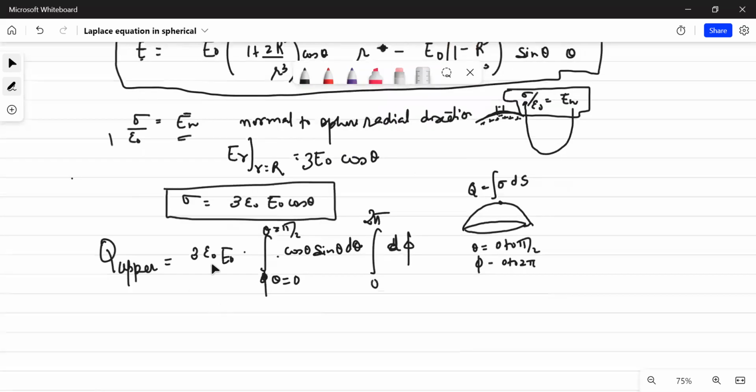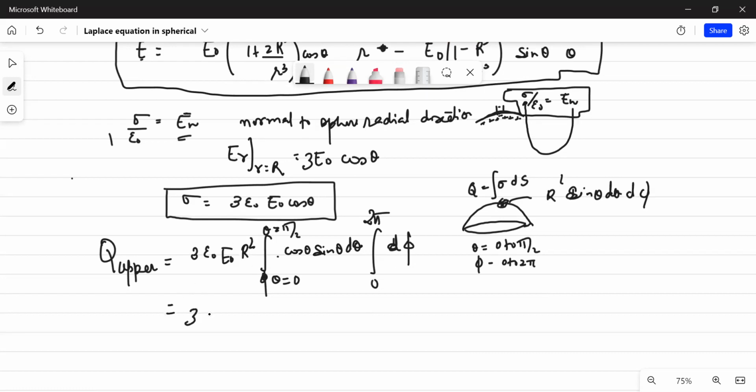And we were trying to find the charge on the upper hemisphere and the charge on the lower hemisphere. So what would be the charge on the upper hemisphere? It will be sigma, and we'll take some dS here. dS will be, if the radius is r, r square sine theta d theta d phi.